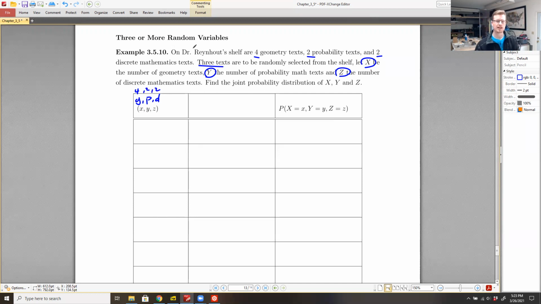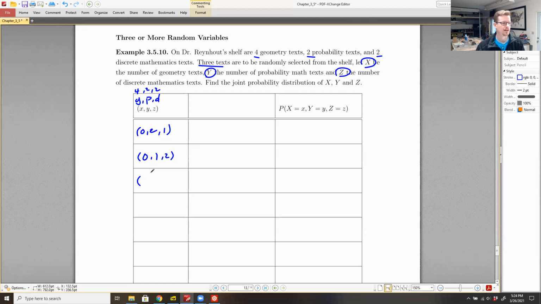So what I want to do is find out these triplets that will add up to 3, that of course those numbers can be chosen. So for example, I could choose 0 geometry texts, 2 probability texts, and 1 discrete math text. Or I could choose 0 geometry texts, 1 probability, and 2 discrete. Or I could choose, let's see here, can I do those any other way? Nope, because I can't choose 3 of those or 3 of those.